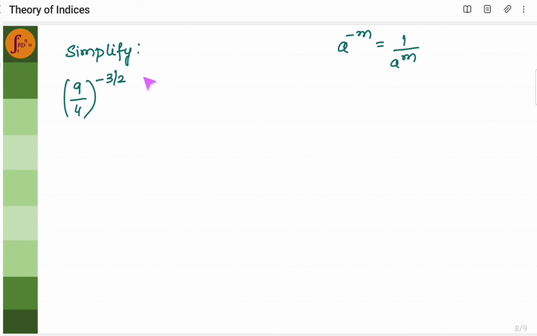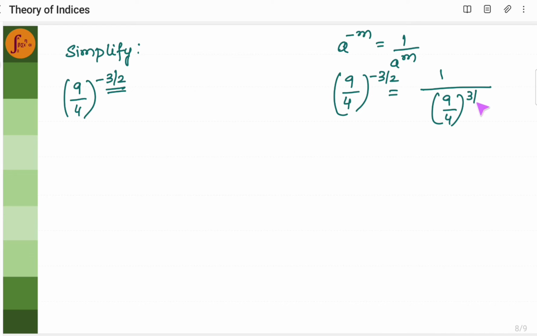So let's go through a few examples using this indices concept. Let's take this first example. We have 9 by 4 to the power of minus 3 by 2. Now, we'll have to remember the first note, the key note. We said that a to the power minus m can be written as 1 by a to the power m. If I use the same concept, instead of a, I have 9 by 4 here, and instead of m, I have minus 3 by 2. Now, I can write this as 1 by 9 by 4 to the power 3 by 2.